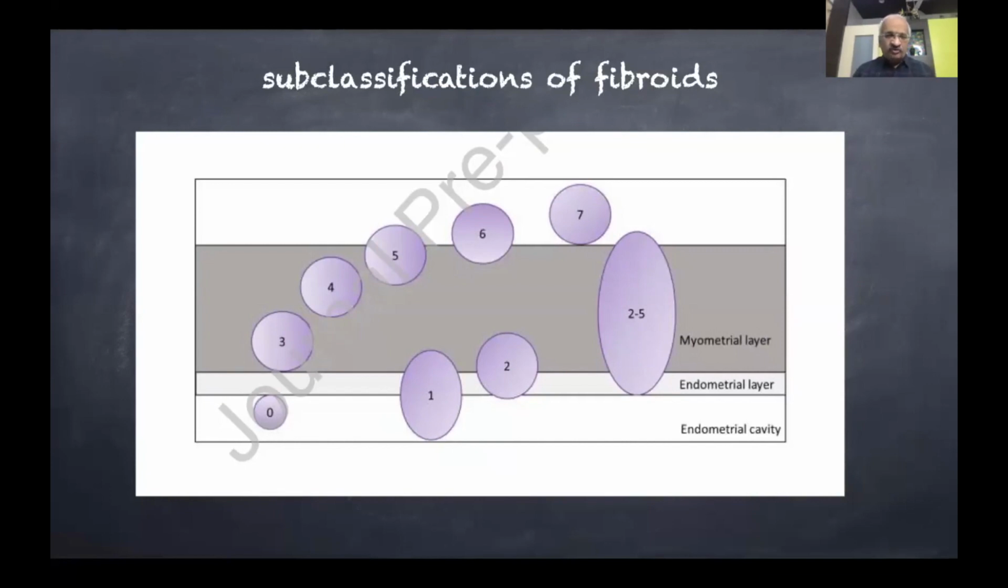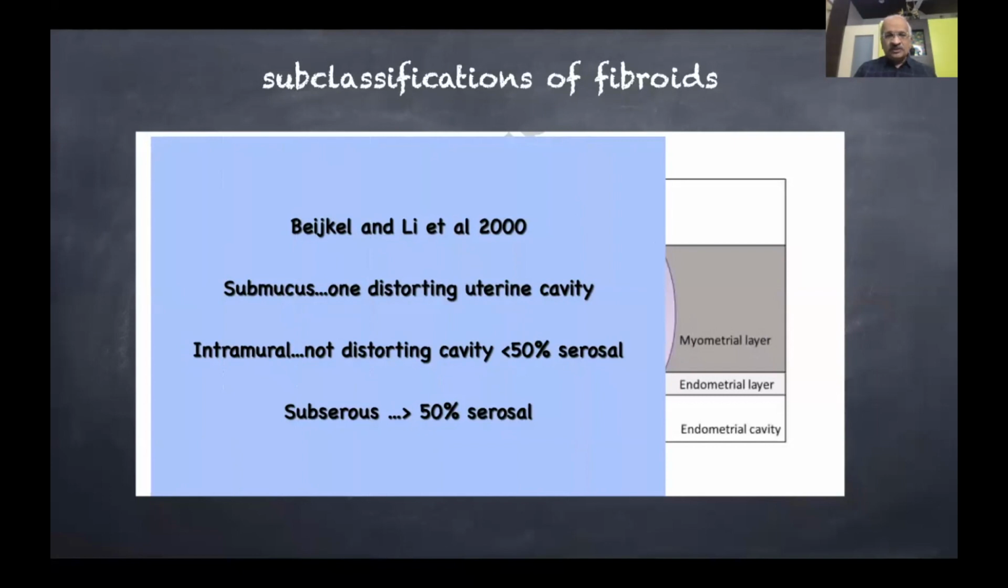So we do have fibroids from 2 to 5 in the FIGO classification, which are in the whole myometrial segment, and which we may be putting as intramural, while 0, 1, 2 would go as submucous fibroids, and 6 and 7 would be the subserous fibroids. But let's simplify this a little further by this Bechdel and Lee classification, I would say.